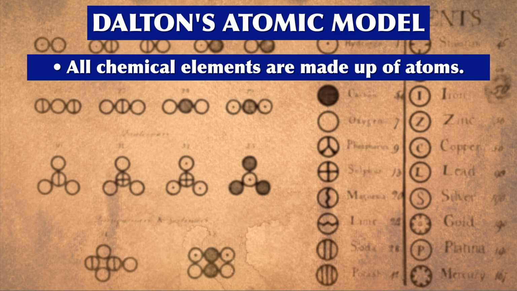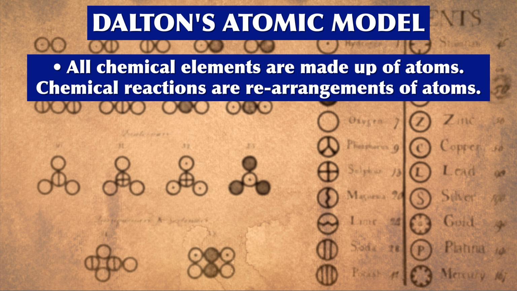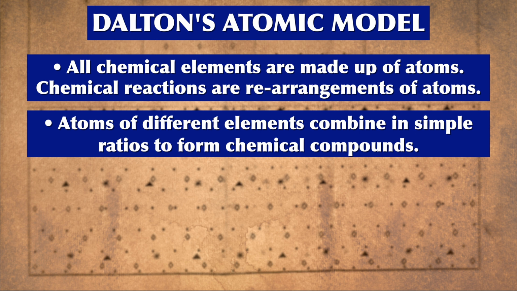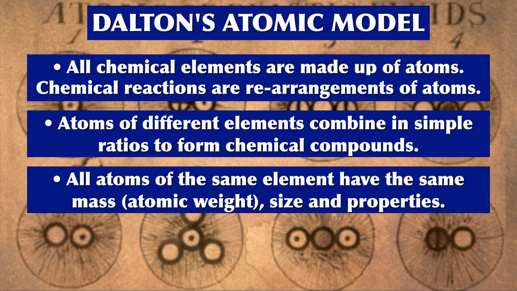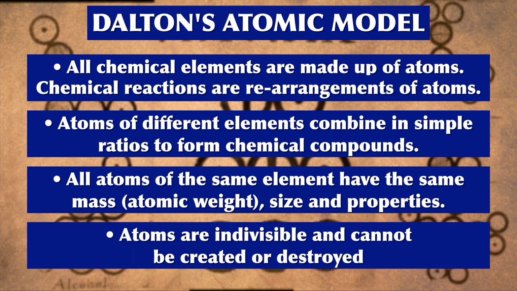All chemical elements are made up of atoms. Chemical reactions are rearrangements of atoms. Atoms of different elements combine in simple ratios to form chemical compounds. All atoms of the same element have the same mass, the atomic weight, same size and proportions. Atoms are indivisible and can't be created or destroyed.